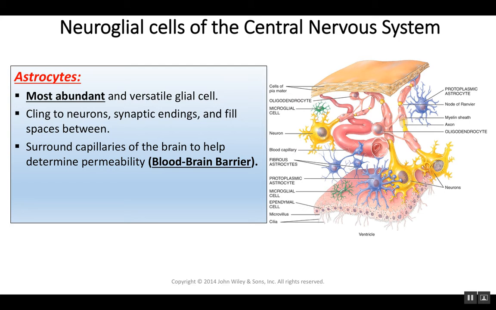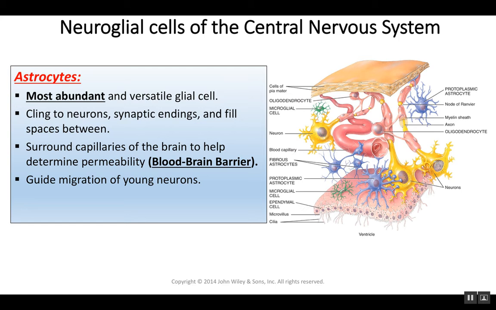The downside of the blood-brain barrier is it's quite often difficult to treat brain pathologies. If we're trying to design a medication that is used to treat, let's say epilepsy or schizophrenia, or maybe we're trying to deliver an antibiotic into the brain, we have to be very concerned about the blood-brain barrier preventing that medication from getting into the brain. So that's an important function of your astrocytes.